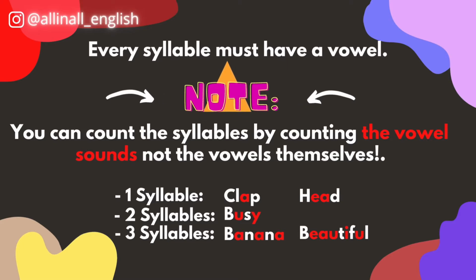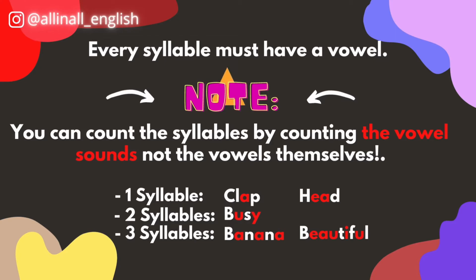For another category, we have three syllables, like the word banana and beautiful. Let's focus first on banana. We have three vowel sounds because I pronounce the A 3 times by saying ba, na, na. So this word has three syllables.